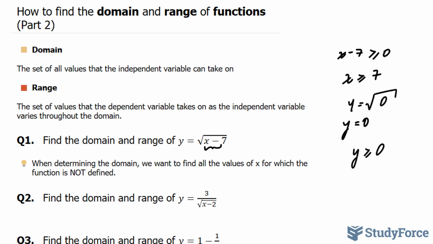We can write this in a formal way by saying that the domain includes all x values that are real such that x must be greater or equal to 7. And we can write our range in a formal way by saying range includes all y values that are greater or equal to 0. Let's move on to question 2.